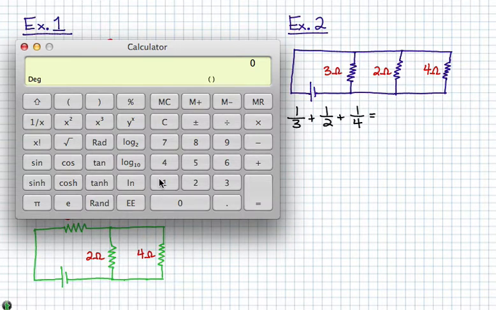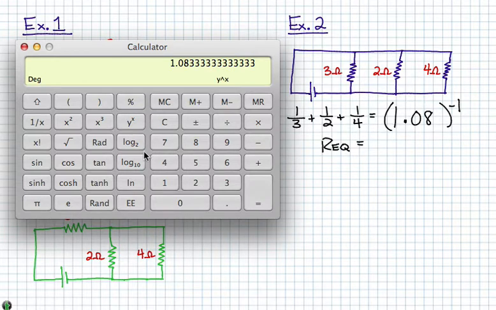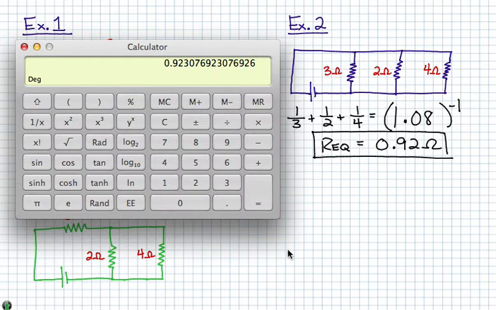All right, so quickly again, I have 1/3. I apologize for any confusion. I will add to that 1/2. I'll add to that 1/4. And what I'll end up with is 1.08. So this whole thing equals 1.08. If I raise that to the -1, what I get is my equivalent resistance, which is going to give me 0.92. So 0.92 ohms, that's the total resistance for this circuit. Again, add up your reciprocal resistances raised to the -1. That will give you your equivalent resistance.